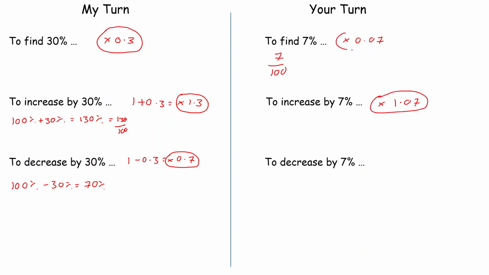That's really important. And your final one, right, if you're decreasing by 7%, again, you'd be doing 1 take away 7%, and 7% again is 0.07, so 1 take away 0.07, which is equal to 0.93. So you'd be timesing through by 0.93 if you're decreasing by 7%.